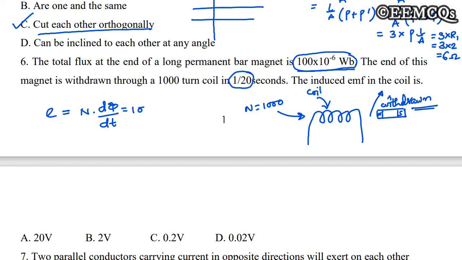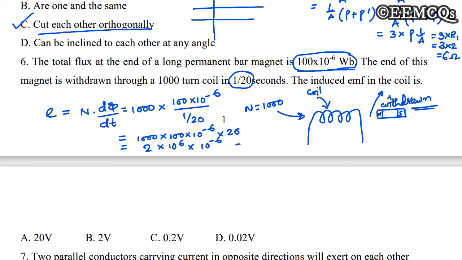So this is equal to 1000 into d phi, that is 100 into 10 to the power minus 6, divided by 1 by 20. This will give you 1000 into 100 into 10 to the power minus 6 into 20. This is nothing but 2 into 10 to the power 6 into 10 to the power minus 6, that is equal to 2 volts. So option B here is our correct answer.